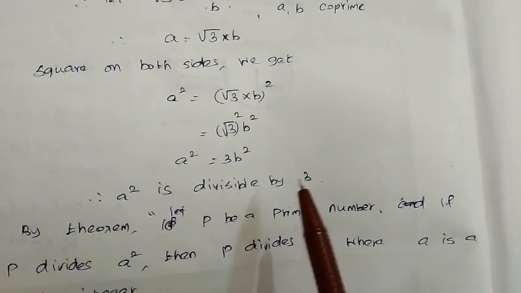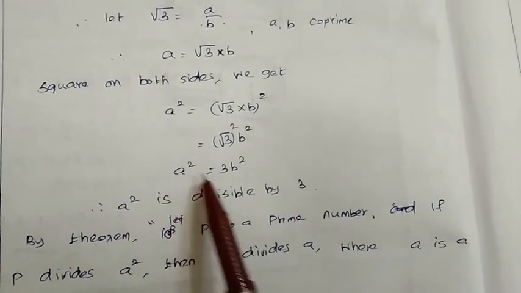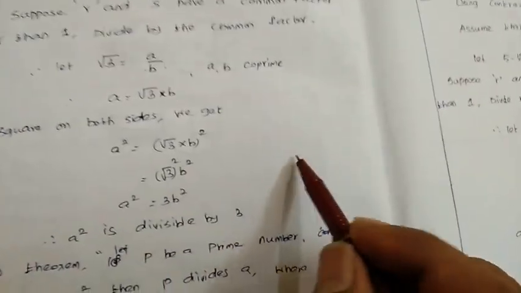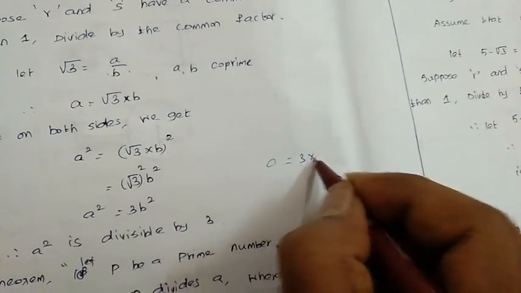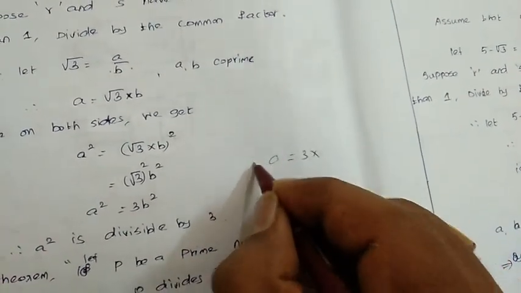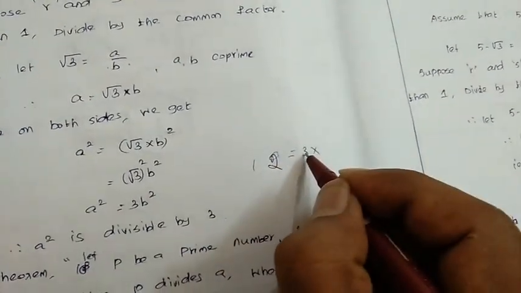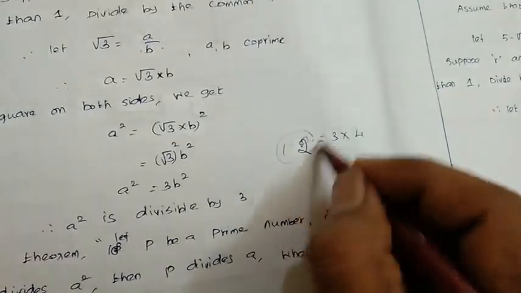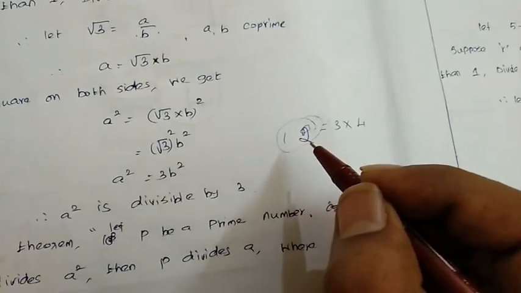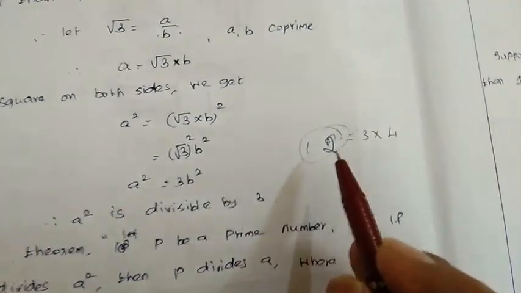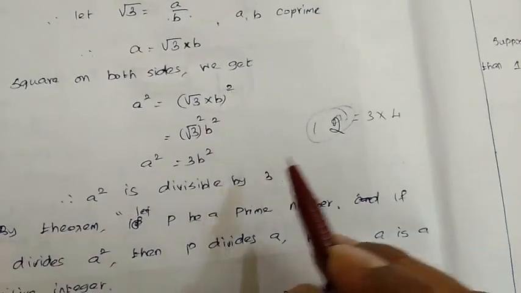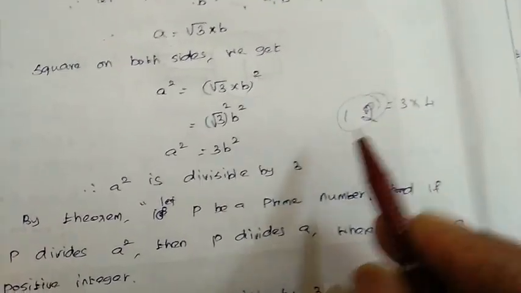A squared is divisible by 3. So a squared equals a product of 3, no? So a squared equals 3 into some number. Suppose a is 12. Definitely we can write 12 as 3 into 4, that is, 12 can be divided by 3. So that is given: a squared is divisible by 3. We can divide this 12 by 3. Like that you can get your own examples.